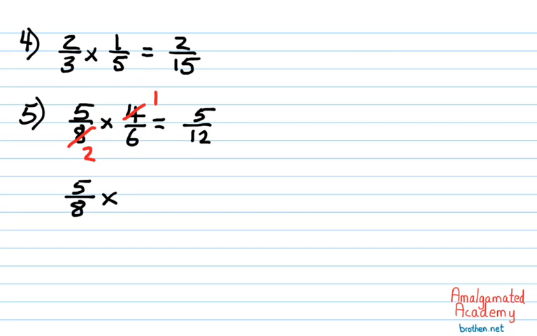We have 5 over 8 times 4 over 6. Now once again, all of those numbers are divisible by 2, so let's choose to do something with the 6. 4 and 6 are both divisible by 2. 4 divided by 2 is 2, and 6 divided by 2 gives us 3. But notice now that we have a 2 in the numerator and an 8 in the denominator. Both of those are divisible by 2. 2 divided by 2 gives us 1, and 8 divided by 2 gives us 4. And that still gives us an answer of 5 over 12. Different path, same answer.